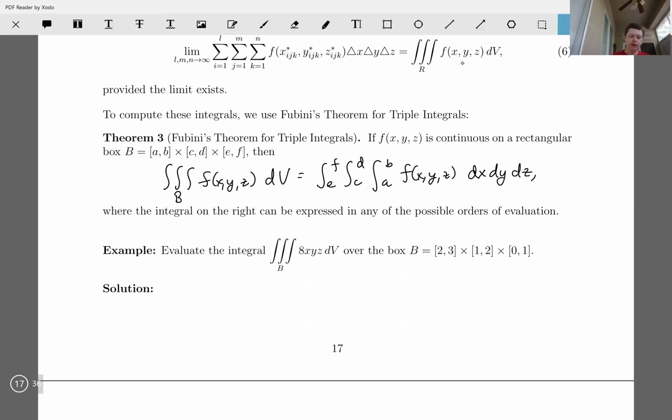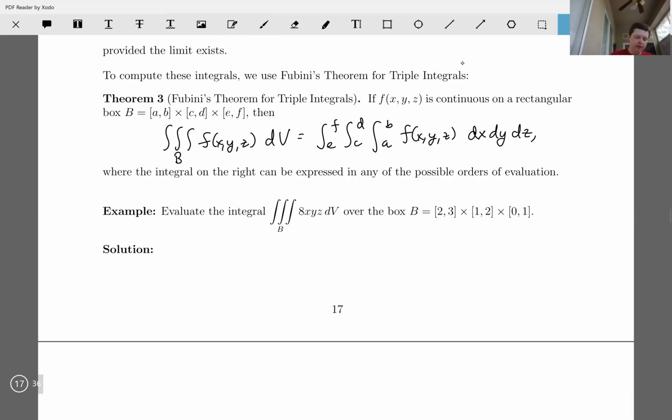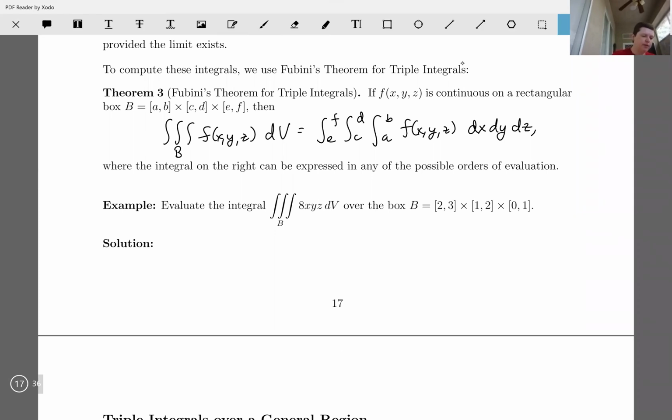Let's take the integral of 8 times x times y times z over the box B, which is the interval [2, 3] by [1, 2] by [0, 1]. So pretty straightforward here. Our integral is going to be the integral from 0 to 1, from 1 to 2, from 2 to 3 of 8xyz dx dy dz. And you can test yourself and do it a couple of different ways. Integrate with respect to y first, integrate with respect to z first, whatever you find interesting.